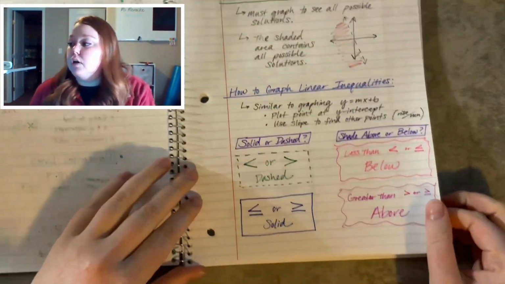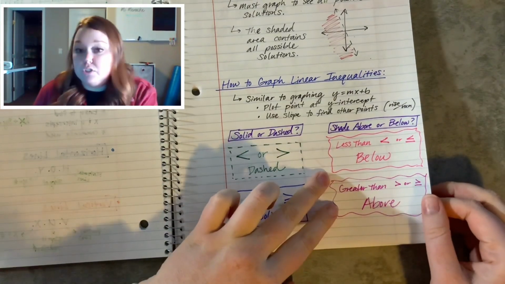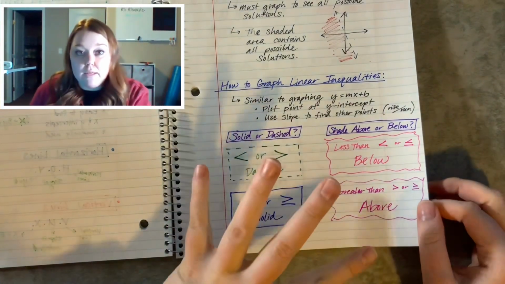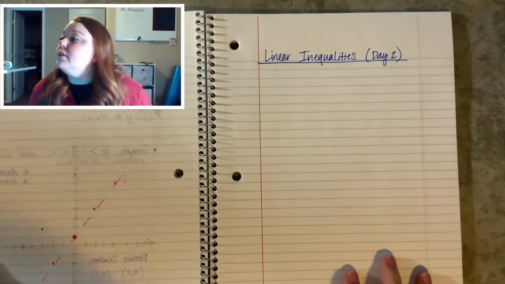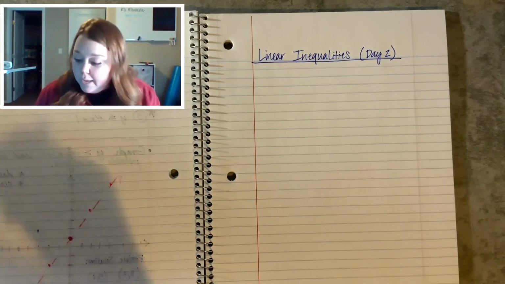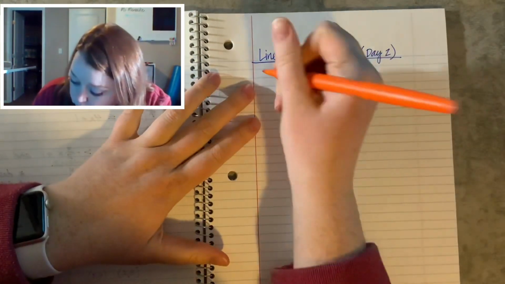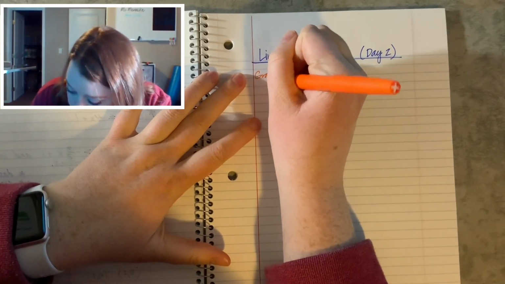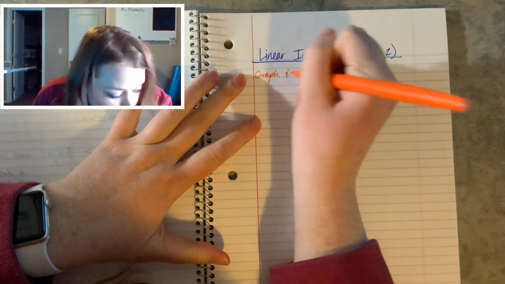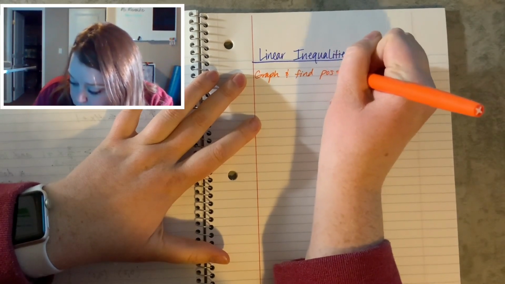So we need to know whether a line should be solid or dashed. We need to know if we should shade above or below. All that stuff is still being used today, okay? But there's a few things that I want to cover. So go ahead and in your notebook, let's call this section graph and find possible solutions.